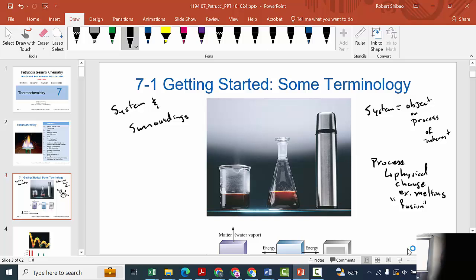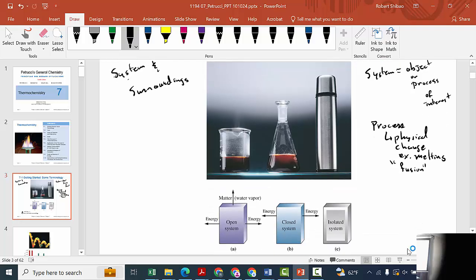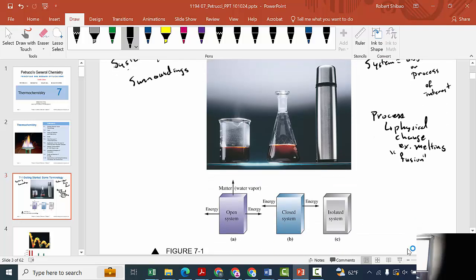Boiling. What's the last word for the system definition? This one? No, on the right. Interest. Oh, of interest, yeah. Object or process of interest. So the example would be melting. Boiling would be another example. Boiling, sometimes we call it vaporization.